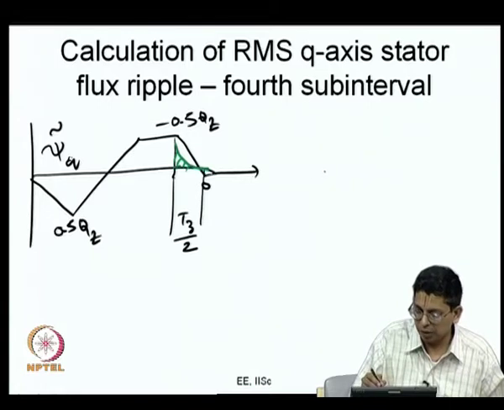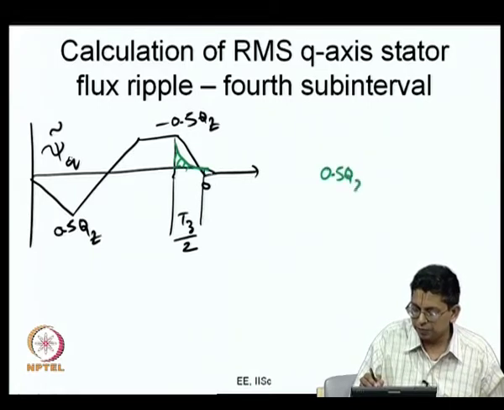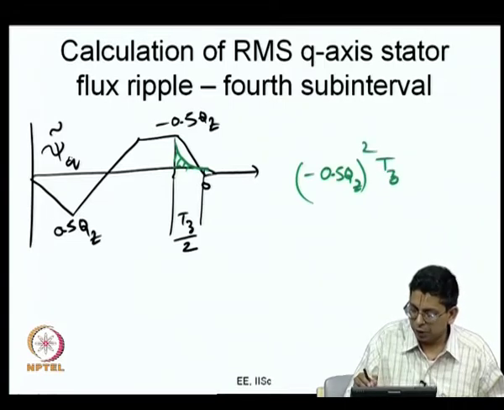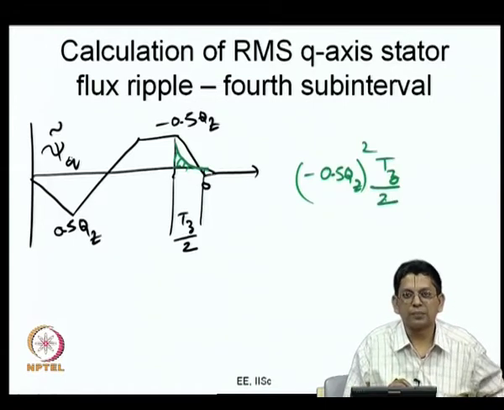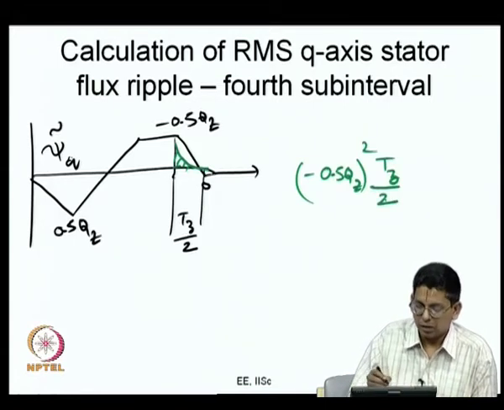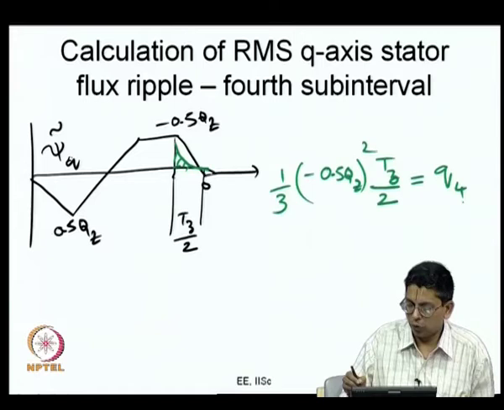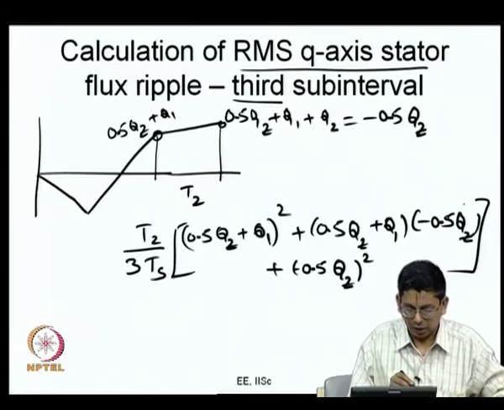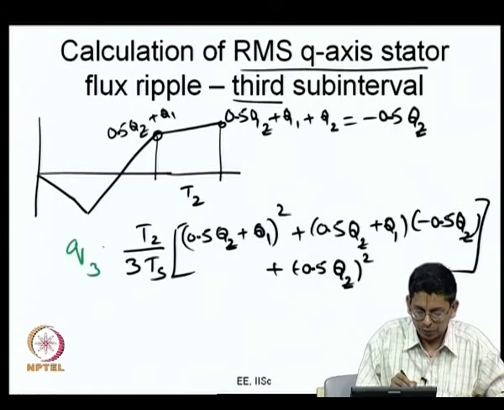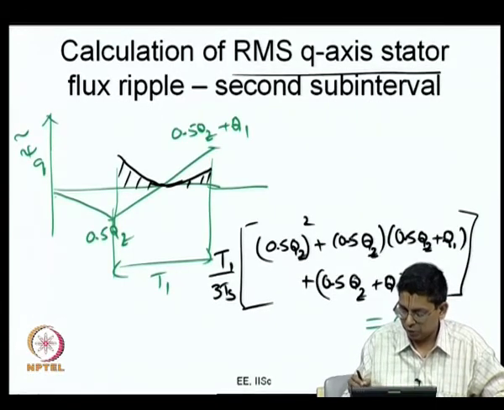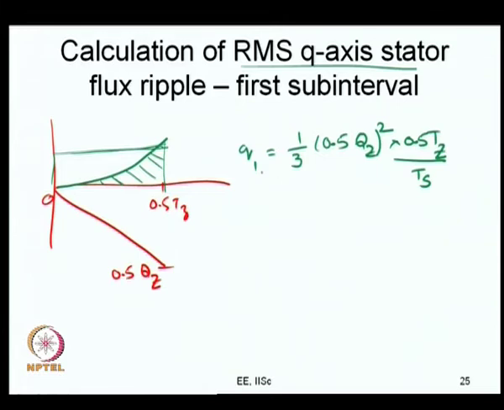So, what is that going to be? It is 0.5 qz. You can even take the minus 0.5 qz and square that, multiply this by Tz by 2 or 0.5 Tz, correct. That is the area under that rectangle and 1/3 of this, and this I would call as q4. The previous one I can call this as q3, this previous one I can call this as q2, and this previous one is q1 now.